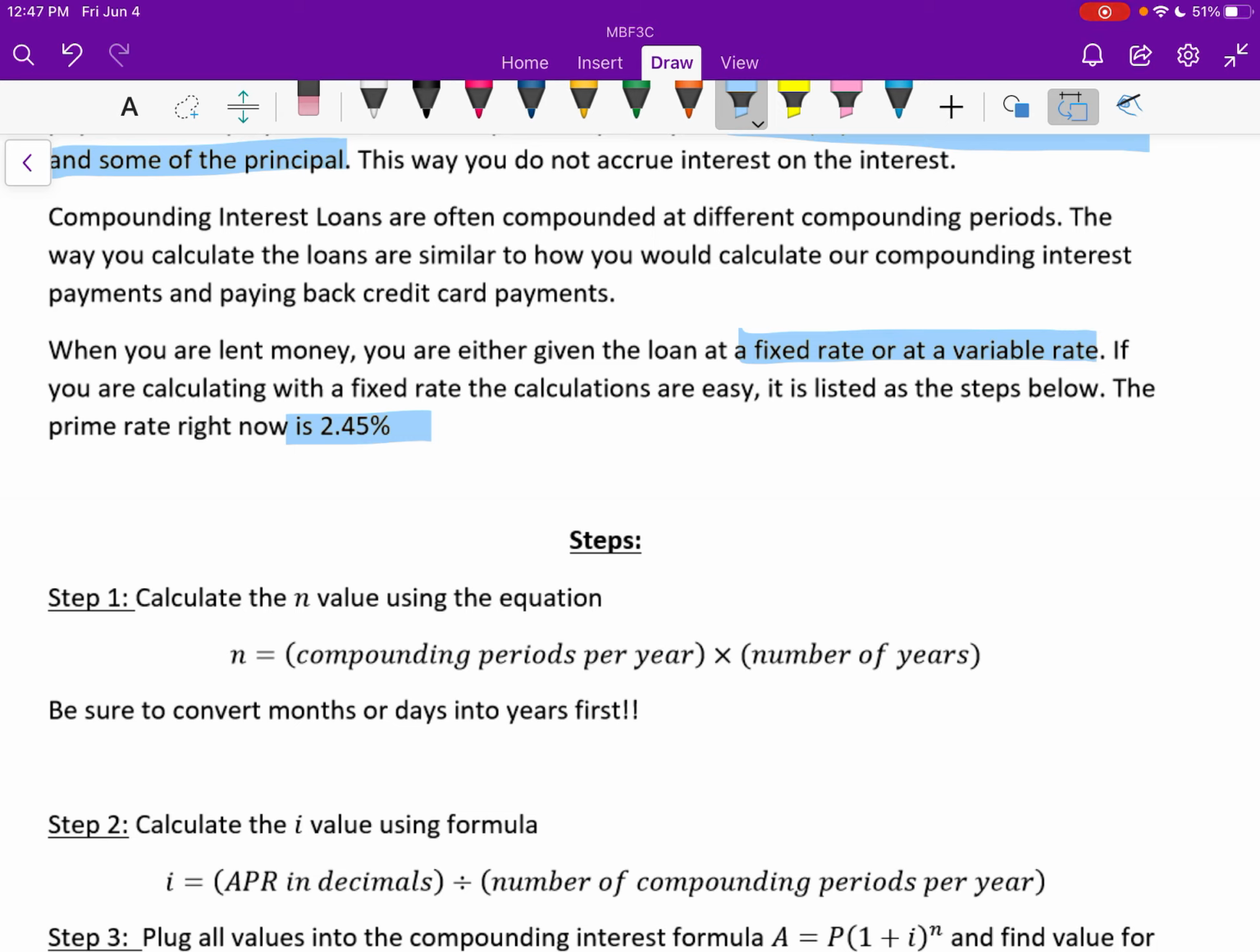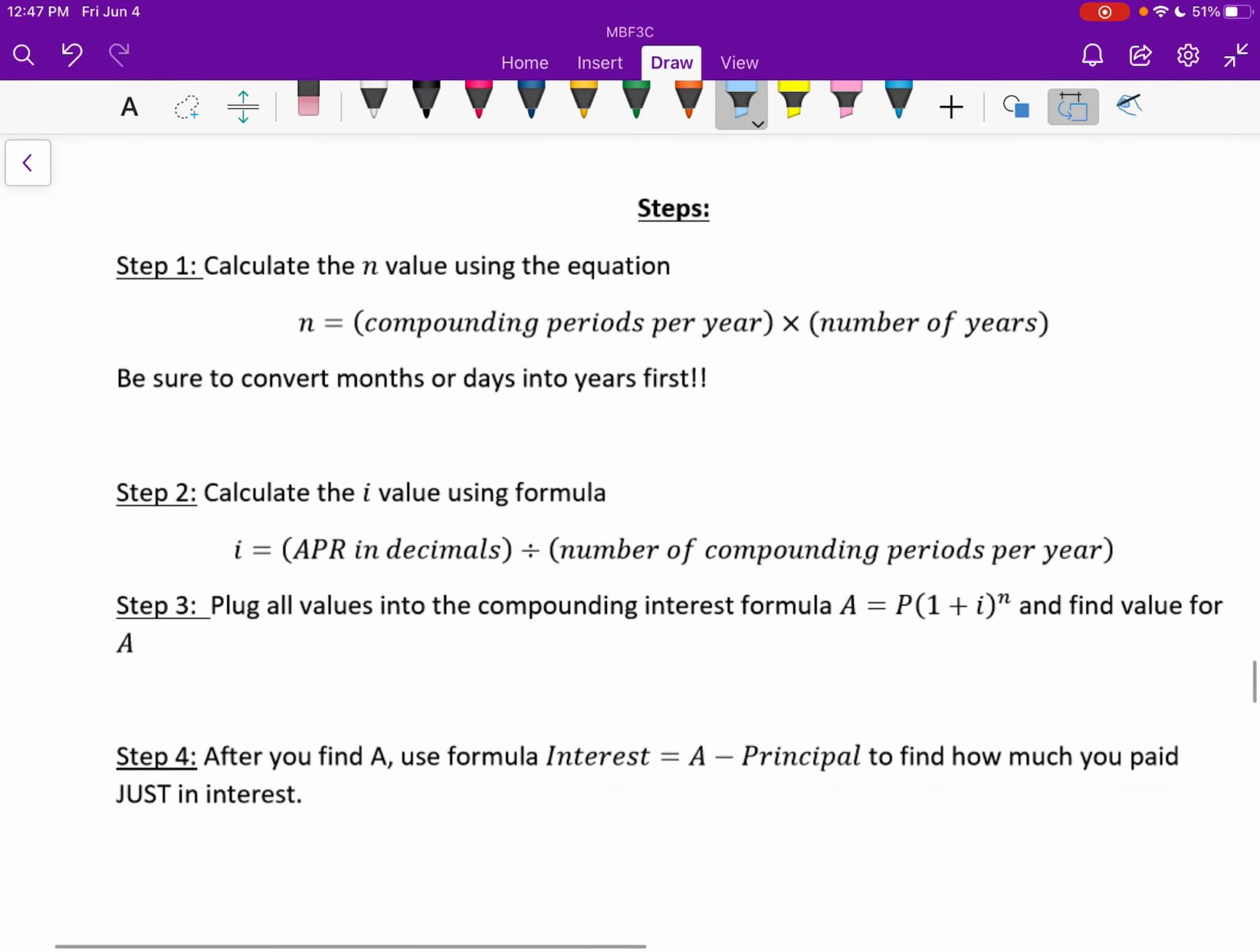But sometimes it goes high. So it just depends on what the banks are looking like. Okay, so the steps, again, if you look at this, are really similar to our steps for calculating compounding loans on our credit card. The first step is find the end value, right?